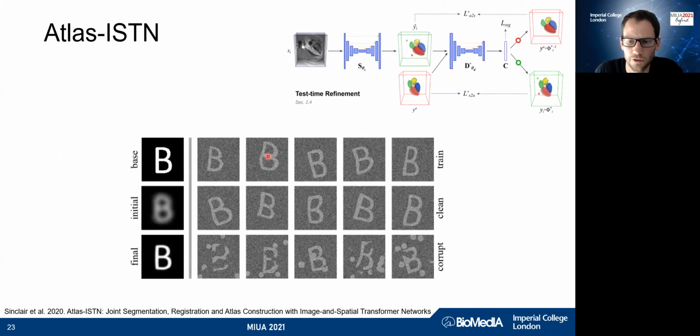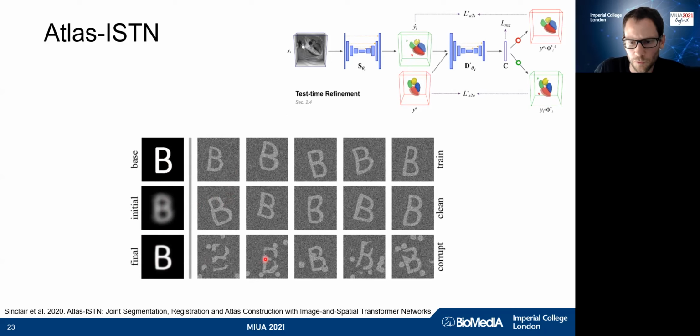So just to illustrate how this might work, I'm showing you some synthetic data here first. So this is a letter B example where, for instance, we have these synthetically warped letters with noisy images. If you start training initially, our atlas would just look like a blurred instance of that letter B. So this was the base letter that was used to create that data set. And after running Atlas ISTN training, we get a final atlas which closely resembles the original letter here.